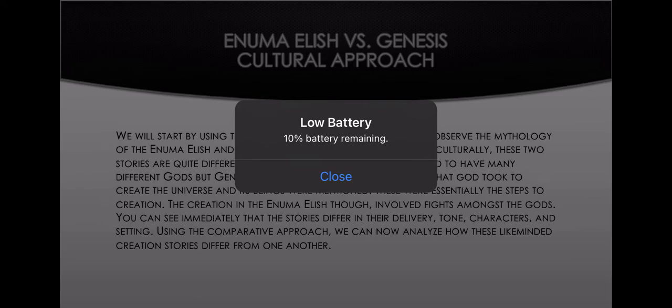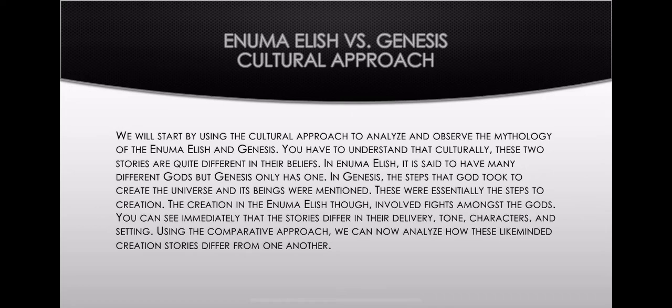In Genesis, the steps that God took to create the universe and its beings were mentioned. These were essentially the steps that God took for the creation of the universe. In the creation story of the Enuma Elish, though, there were fights amongst the gods. You can see immediately that the stories differ in their delivery, tone, characters, and setting. You can tell that culturally, these two stories were not much alike, even though they were both creation stories.